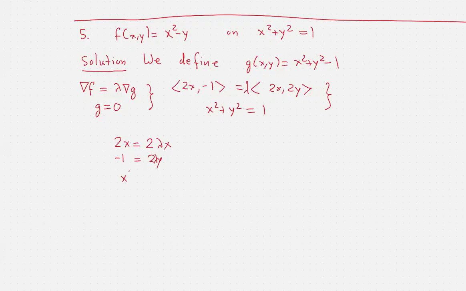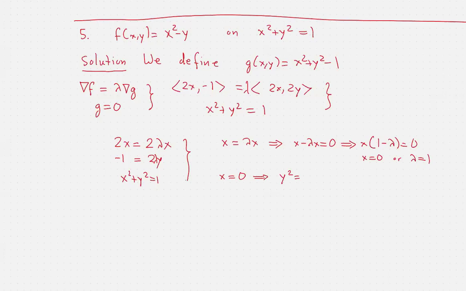Now, here we do something slightly different. We start with the first equation, and we start by dividing both sides by 2, and then bringing over to the left-hand side and factorizing, and this gives us 2 cases. So x is 0 or lambda is 1. Now, one of the two has to hold. If x is equal to 0, we go directly into the constraint and we get y squared is equal to 1, which means that y is equal to plus or minus 1. That yields 2 points, 0, 1, and 0, -1. So these are two critical points.